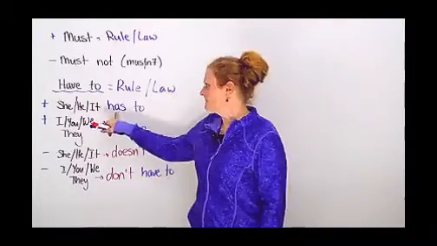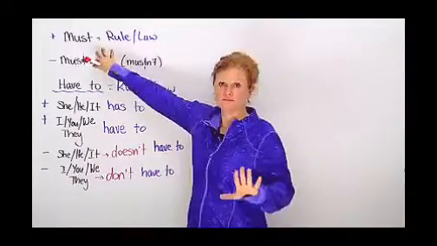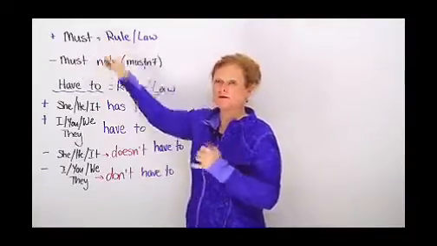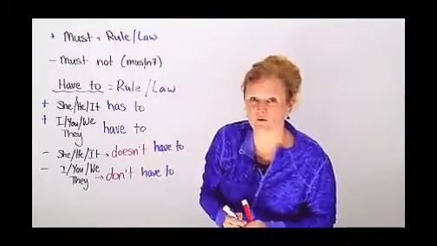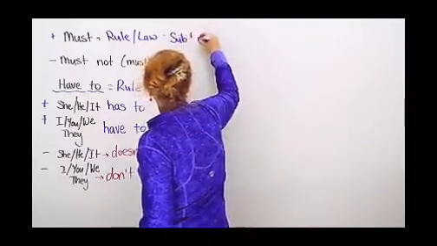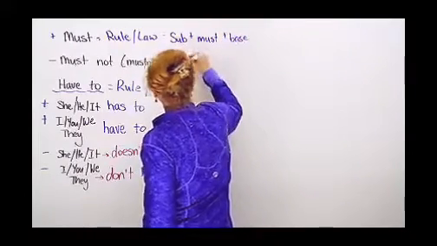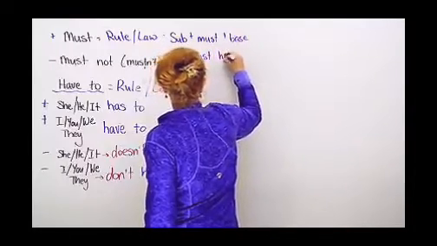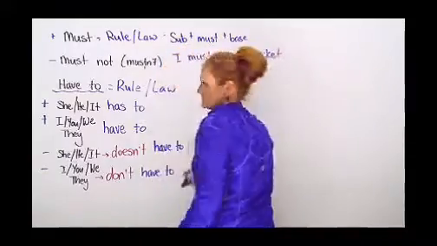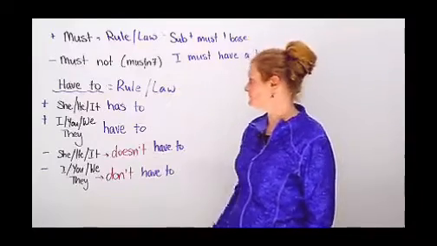Okay. Let's look at also the grammar of have to. So, must is very easy. It's going to be subject plus must plus your base verb. This is called a modal verb, which is must. So, for example, subject plus must plus your base verb: I must have a ticket to get on that airplane. If I don't have a ticket, I can't get on the airplane.